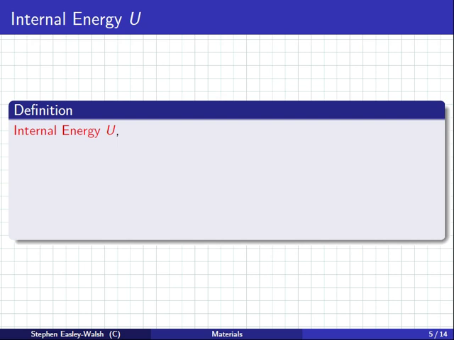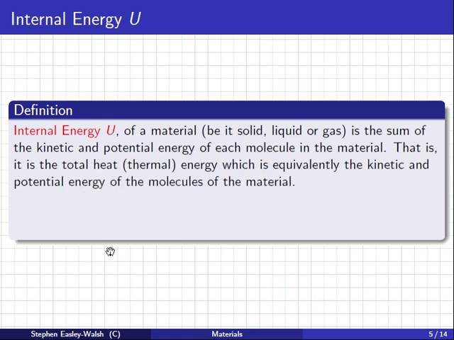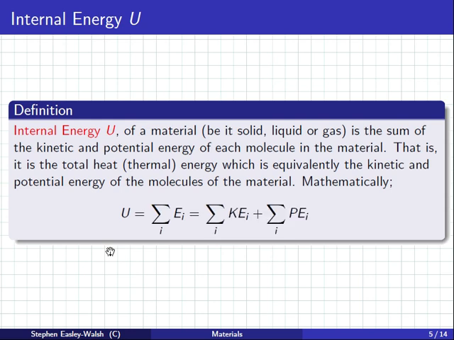Go on. It's energy that's internal? Yeah, go on. And what does that mean? Energy within a molecule? Not within a molecule, but within a gas, perhaps. So, internal energy of a material is the sum of the kinetic and potential energy of each molecule in the material. As a formula, you could write it as U equals total energies, which equals total kinetics plus total potentials.